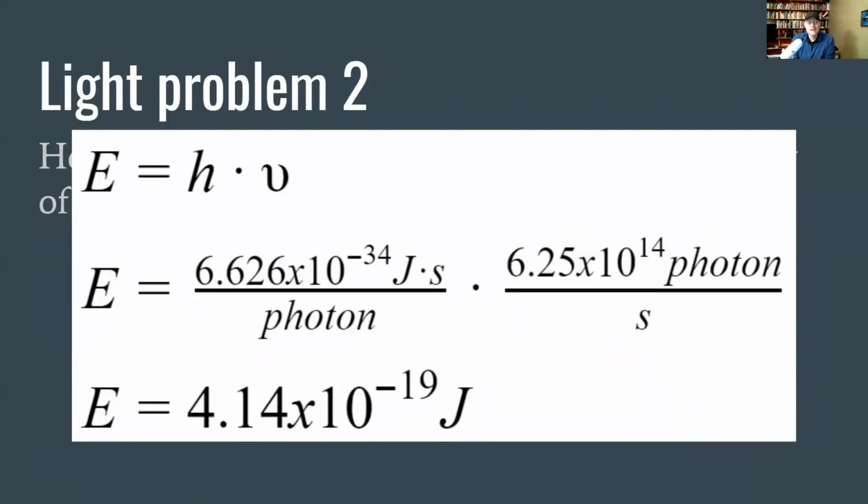For the solution, once again, I symbolically solve it first. In this particular case, I did not have to rearrange the equation. I was just able to use the equation directly off of the equation sheet. So E is going to be equal to 6.626 × 10^-34 joules times seconds per photon. And then I have 6.25 × 10^14 photons per second, which is that hertz that we're talking about. You'll now notice that the photons and photons will cancel, and I end up with 4.14 × 10^-19 joules. That ends up being more or less the quanta for that particular photon, or the smallest packet of energy that is necessary for that particular particle of light.